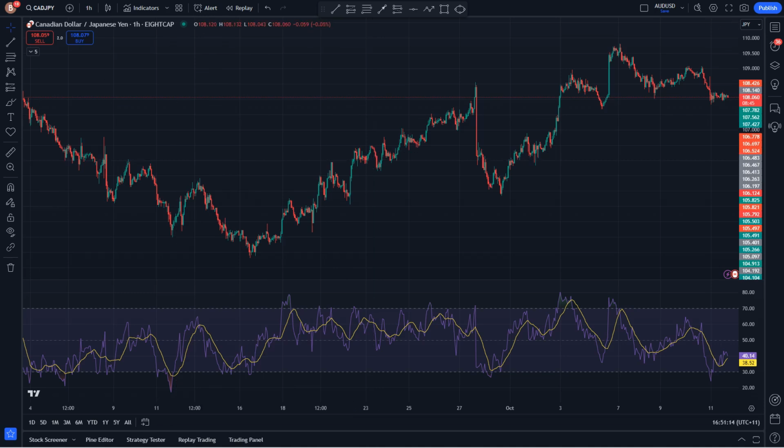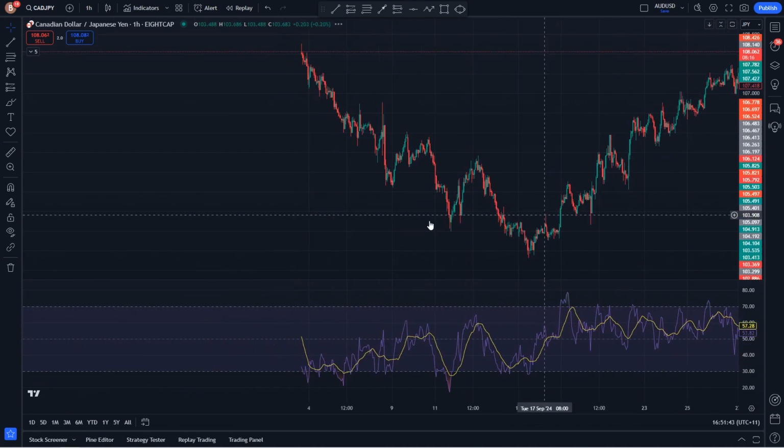So the RSI refers to relative strength index, and it is a momentum oscillator that ranges from 0 to 100. Traders use it to measure the speed and change of price movements. Traditionally, it's used to identify overbought and oversold conditions. Now here on this chart, we can start to see that there really isn't any overbought and oversold conditions.